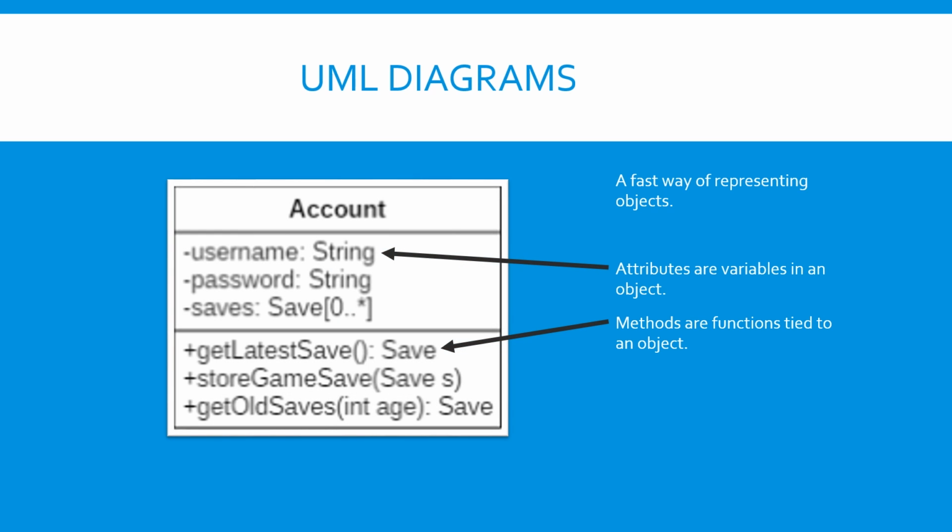Finally, we will also be using UML diagrams in our answers. This is just a fast way of representing objects. We write the object name and then the attributes of the object underneath it in a separate box, and finally we write the object methods. After each object method name or object attribute name, we write the return type or the type of the object attribute. For example, the type of username is string. That's all.